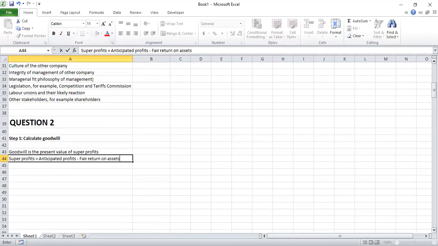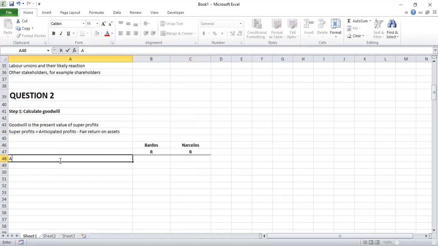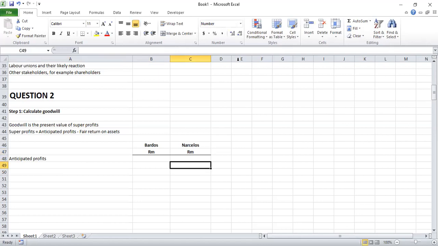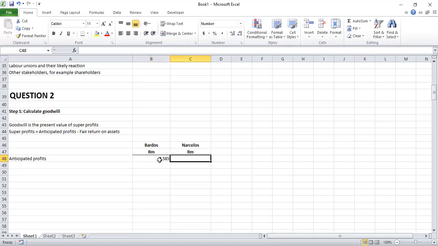Right. So now we want to calculate this goodwill in terms of the business that we have. We'll have our Bados, Nacelos. Right. The anticipated profits. I think the figures are given in millions, so I'll just put 1 million here. Right. The anticipated profits, we're told that there will be 7,585 and 178. So that's 7,585. 178. Right. Fair return on assets.